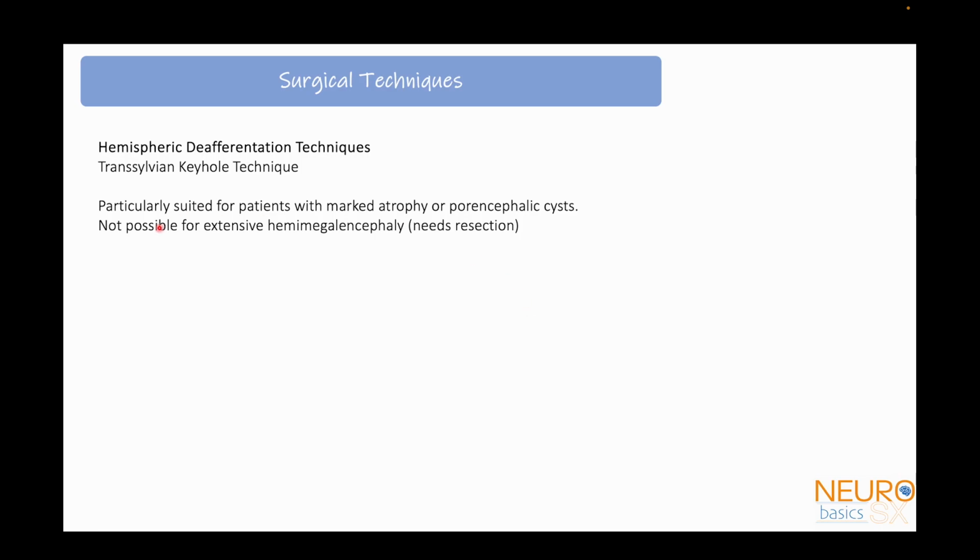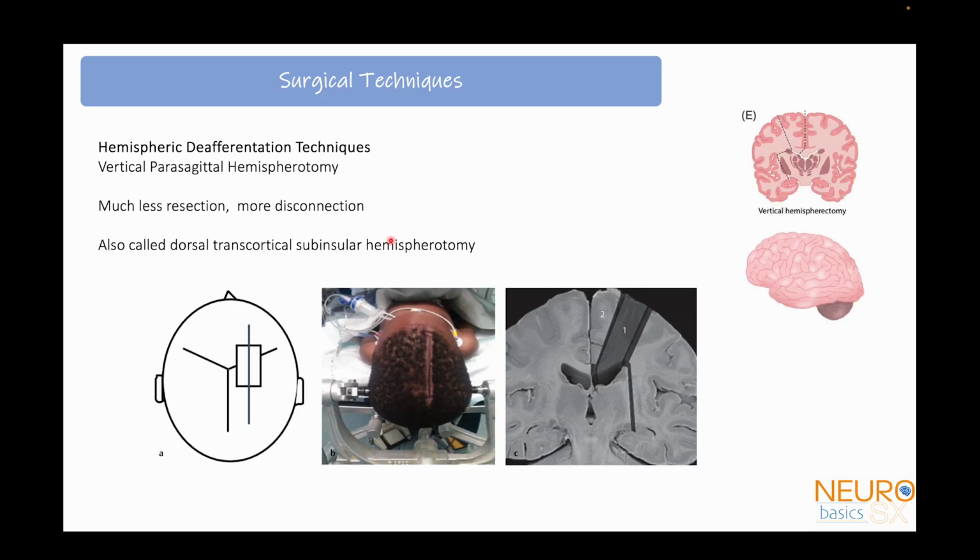So this is particularly useful for patients who do not have a significantly large hemisphere. In patients who have hemimegalencephaly, this would not be possible because they need some resection. There needs to be some space. So it is very good for patients who have a lot of atrophy or porencephalic cysts. But the bigger the hemisphere, the more resection you need to perform.